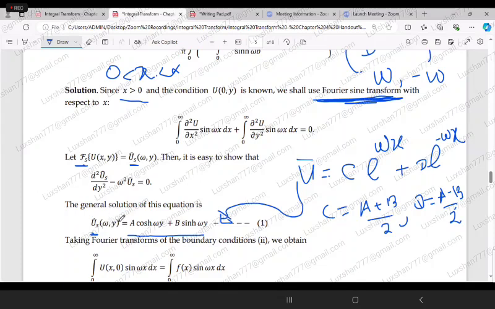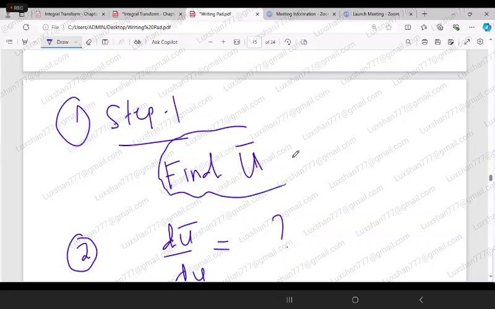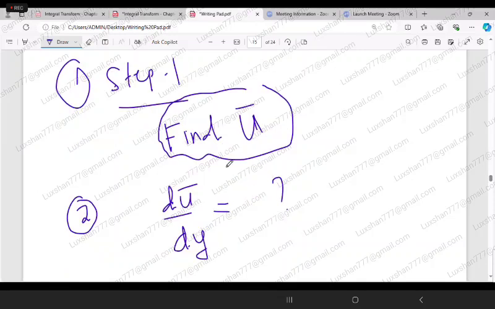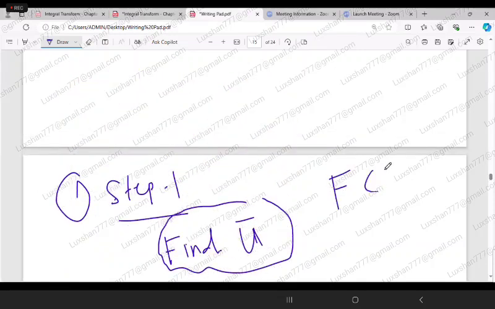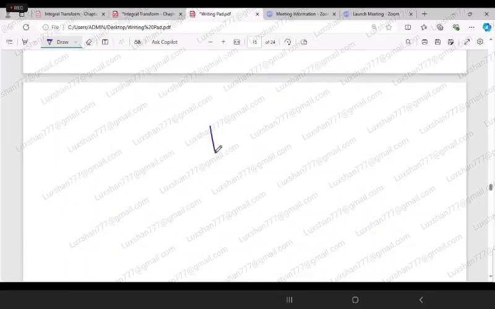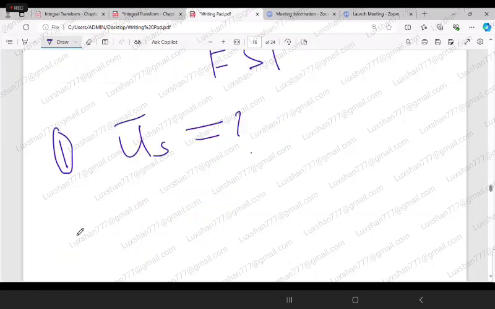Now we have found this part. Here also the first step is what? Finding u bar. Earlier one we were using the complex transform. This time we are using the sine transform. That's the only difference. That was for the Fourier complex transform. For the Fourier sine transform, we first find this one. That is the first step. Here, for the second one, you don't need to differentiate because we don't have any differentiation here.